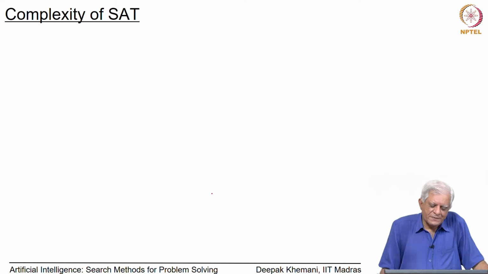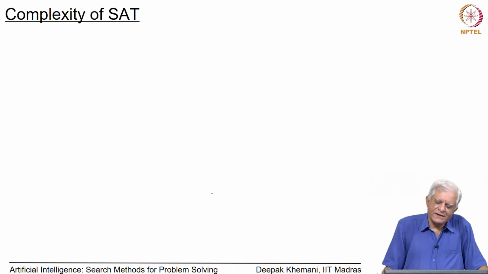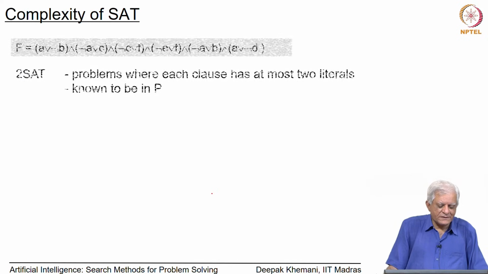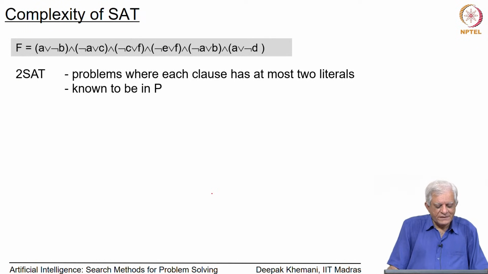Now, one of the problems that we have been discussing is SAT, and let me just reiterate what is the complexity of the SAT problem. So, we often classify SAT into different subclasses. There is this subclass called 2 SAT, and this 2 SAT is a SAT formula in CNF.